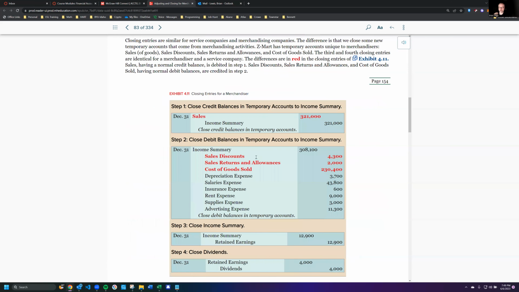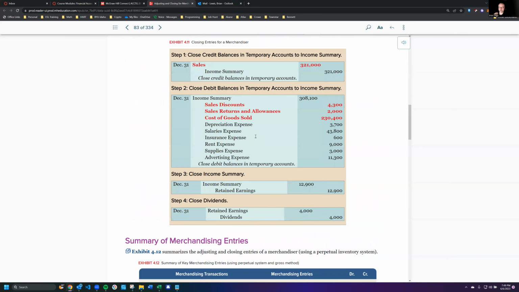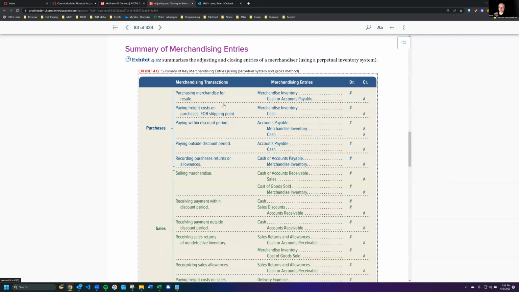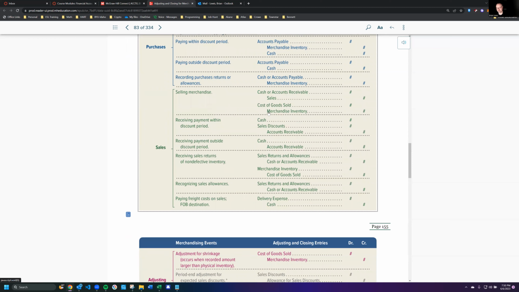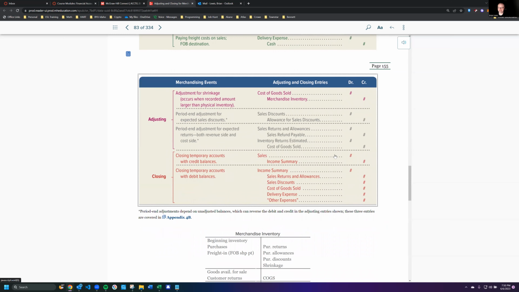Okay, here's your typical entries to close out all your accounts. Very straightforward. And this is a nice little cheat sheet, if you will, of the accounts that are used on the purchasing side and their debits and credits, types of transactions, and the sales side accounts, debits and credits.